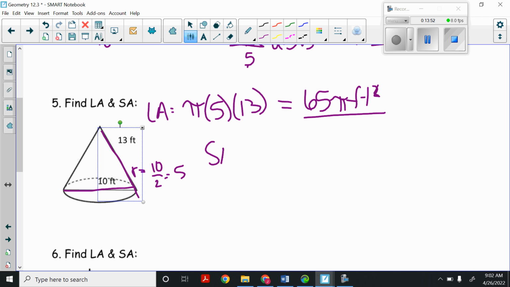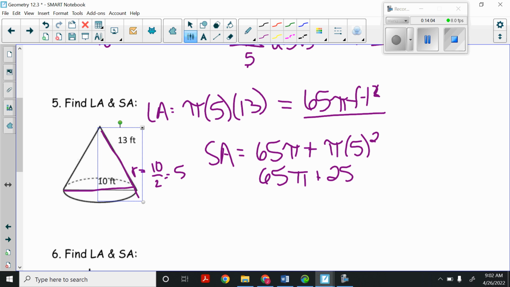So then my surface area is my lateral area, 65 pi, plus the area of my base. My base is a circle, so pi times radius squared, 5 squared. So here I have 65 pi plus 25 pi. So my surface area is equal to 90 pi square feet. And again, if you wanted the decimal, I would just multiply 90 times pi.